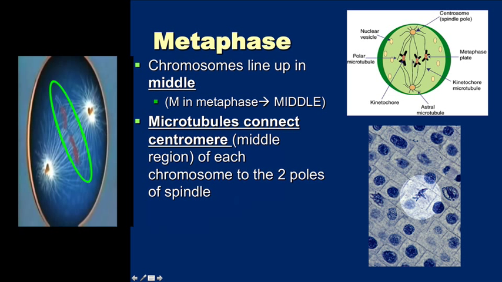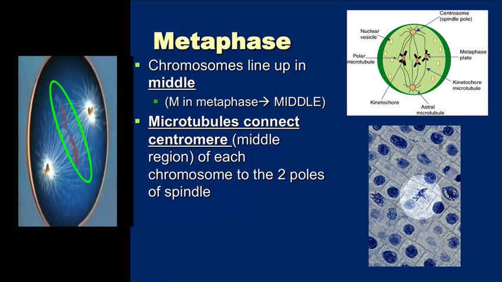And as they line up in the middle, what we're going to see start to happen is these microtubules from these centrosomes, where our centrioles were, are going to start to extend. And these are proteins. So again, another really important job of proteins is to make up these microtubules that are going to attach to each centromere. And that's essentially what happens in metaphase.